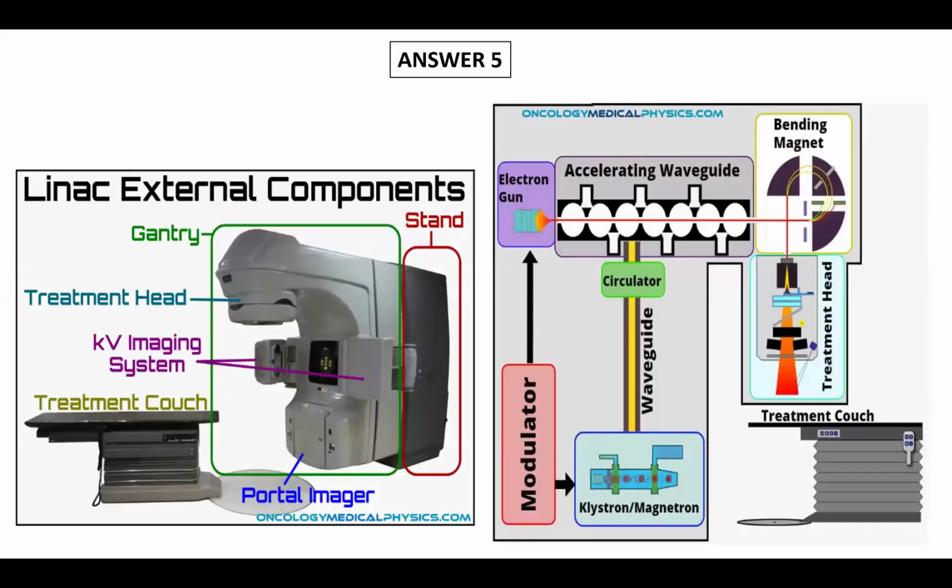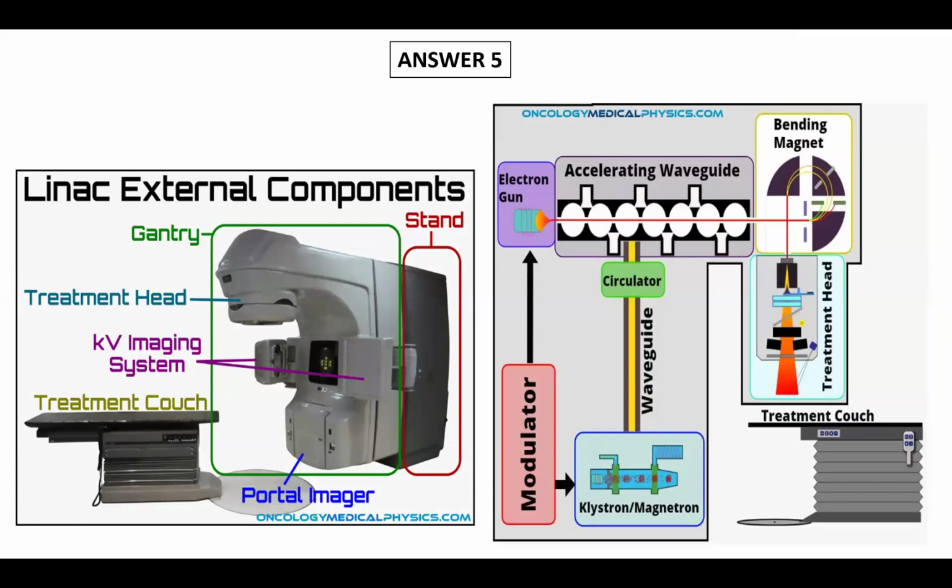Okay, next. So I gave the picture. Can you explain the second picture? This is a linear accelerator working principle. Can you make it faster? Because we are already late, I think. We are very, very late.